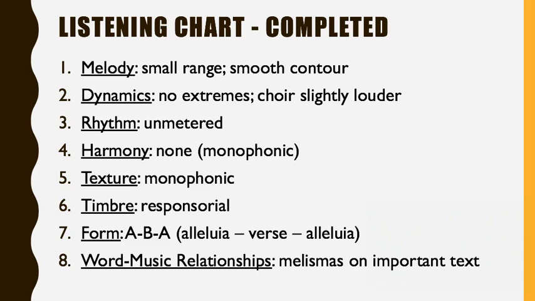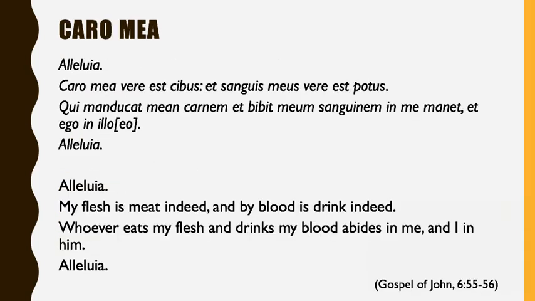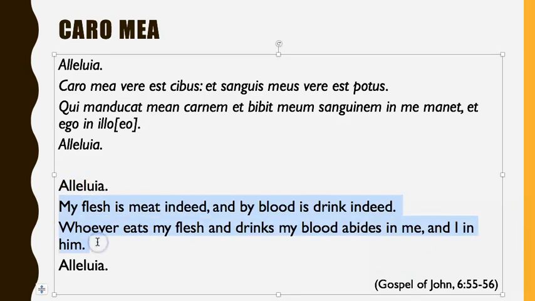In terms of form, and I'm going to go back to the text here. Again, form is really just differentiating between sections that serve different purposes. So you can see down here with the English translation, we have Alleluia, then we have these 2 sentences right here. We can consider that to be the verse, and then we end up with Alleluia once again.